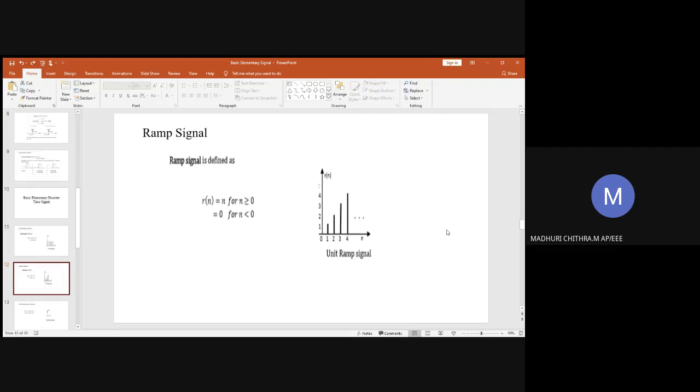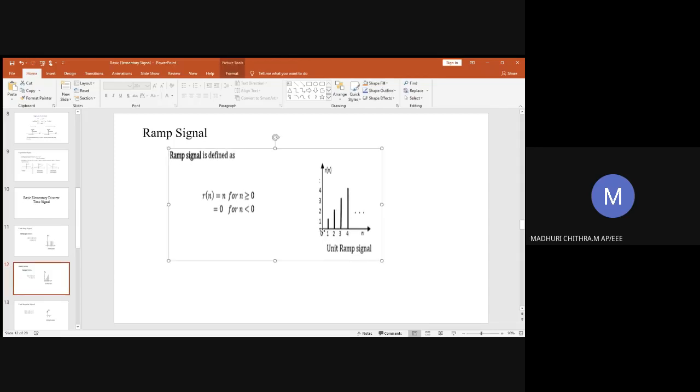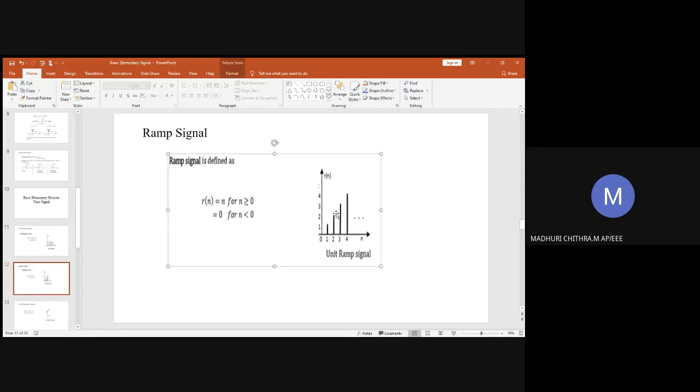Next, the ramp signal, again the same. In the continuous ramp signal you will see one straight line. The ramp signal is defined as r of n equal to n for n greater than or equal to 0, and equal to 0 for n less than 0. In continuous time we get one straight line, but here we represent the unit ramp signal in discrete form.